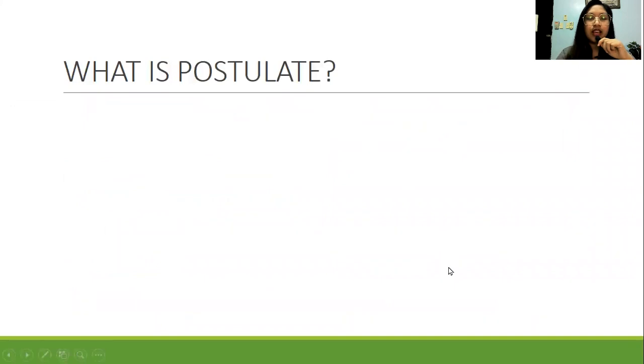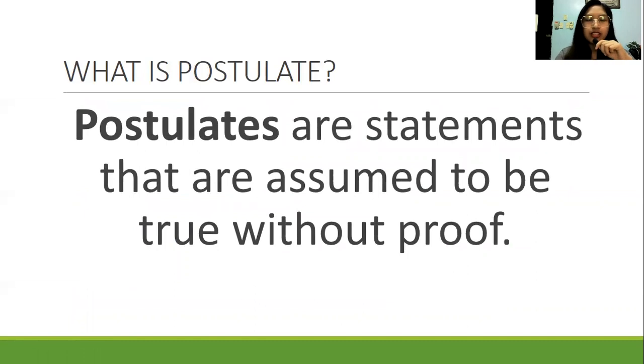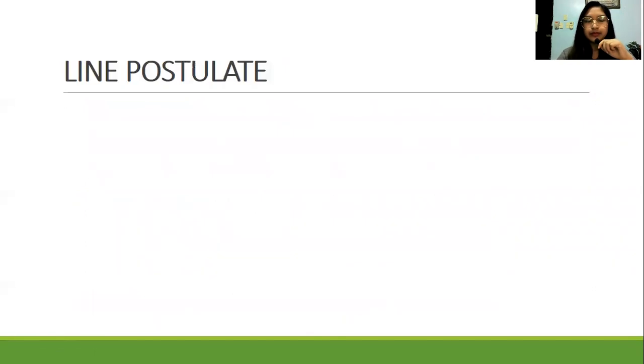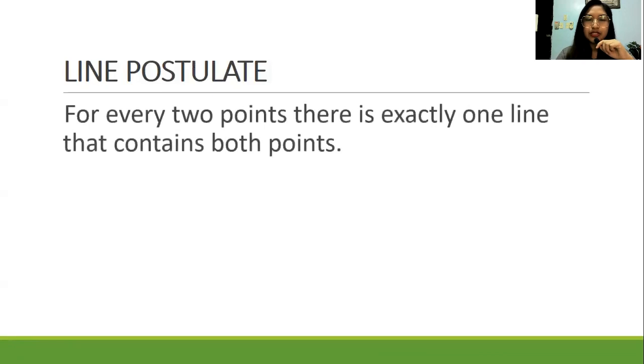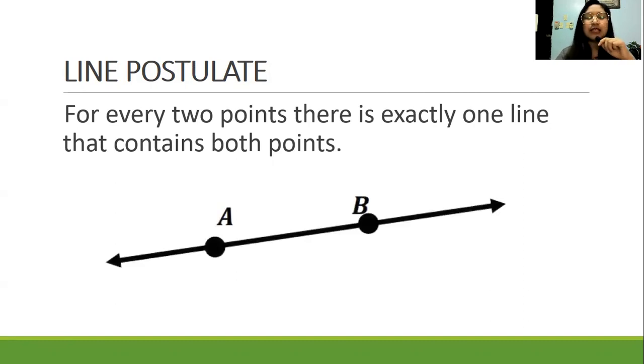So let's start with the definition of postulate. Postulates are statements that are assumed to be true without a proof. So let's start with the line postulate. Line postulate: for every 2 points, there is exactly one line that contains both points. Ibig sabihin, kapag meron tayong 2 points at makakabuo ng exactly one line, yung line na yon, kinocontain niya po yung dalawang points. So, ibig sabihin, si point A and point B are collinear points.